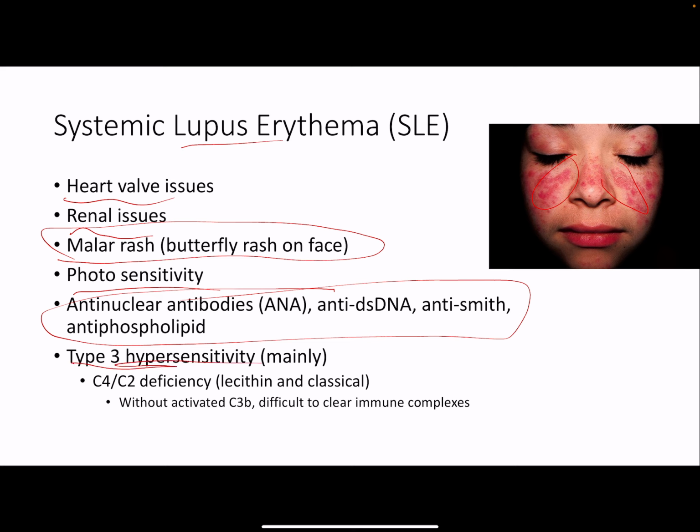We said this is a type 3 hypersensitivity, kind of like rheumatoid arthritis. But this one is especially going to be associated with a complement deficiency. Remember that you need the C3b to clear the immune complexes in the spleen. Otherwise, they'll just keep floating around and eventually get trapped, and we have all that garbage throughout the body.